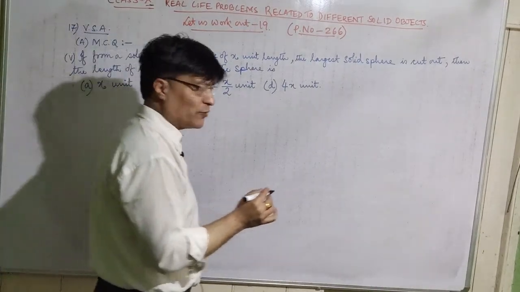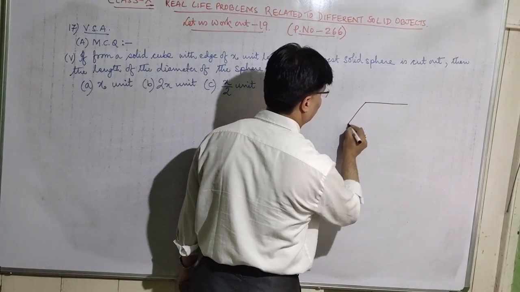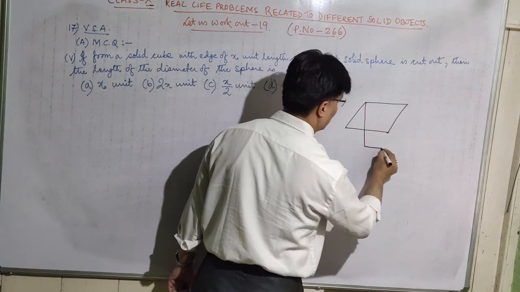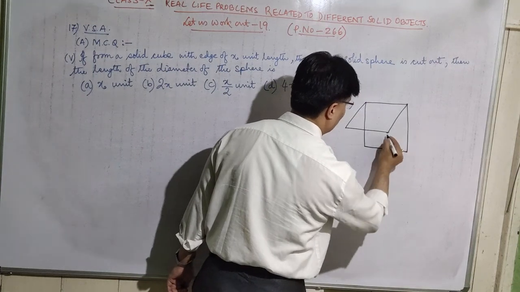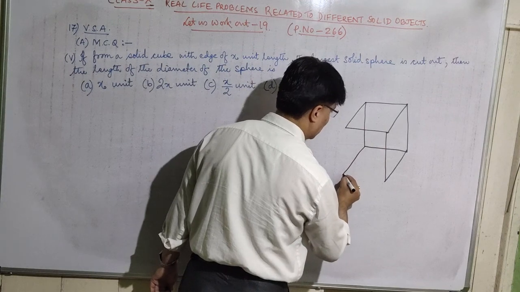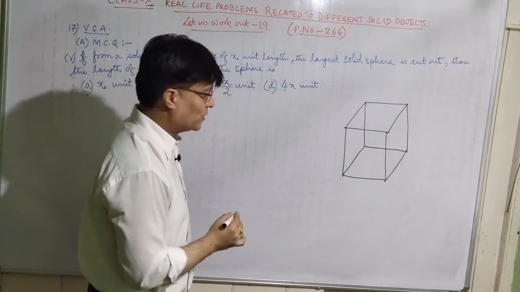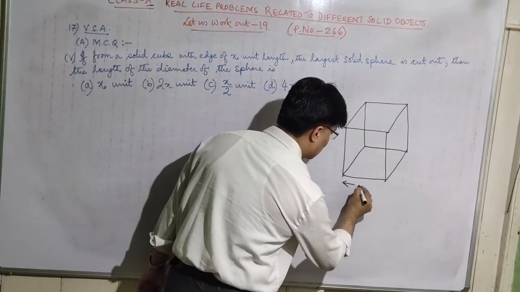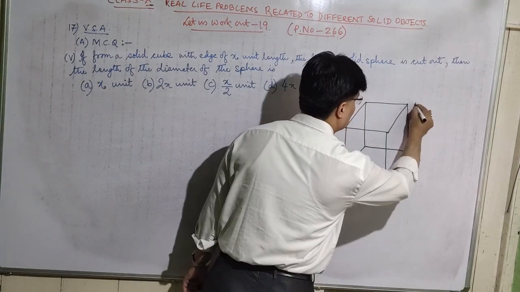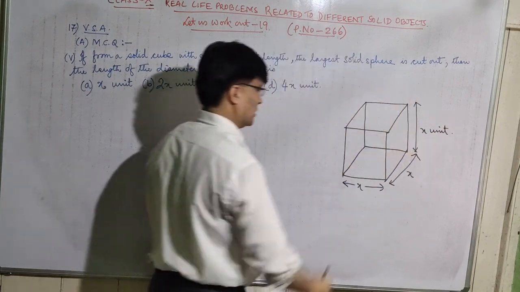So let us draw the figure. Let us draw the cube first. A cube is made, right? So this is a cube, whose length of each edge is x unit. This is x, this is also x, this is also x unit, this is also x unit.